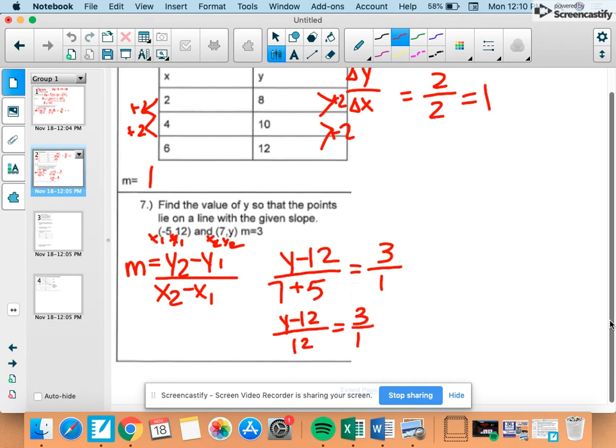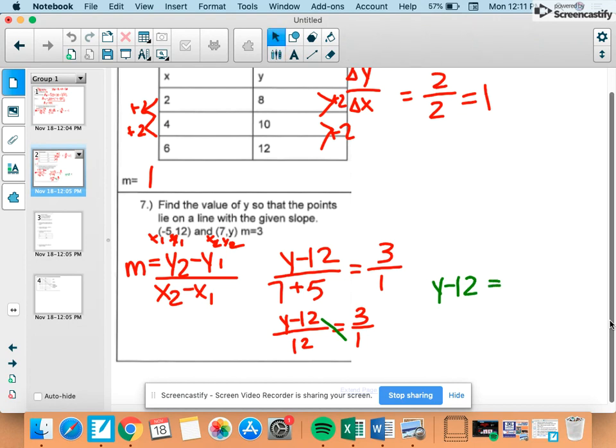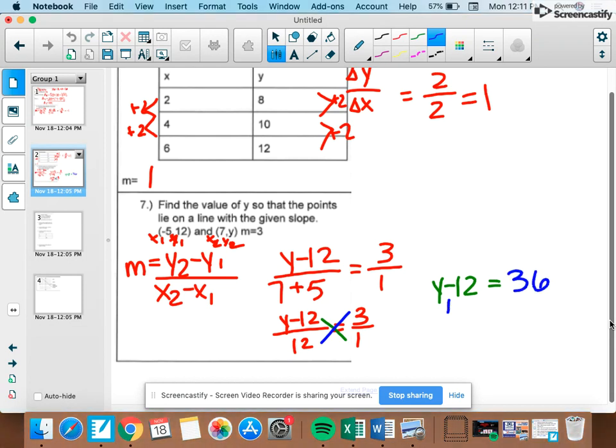And then we need to cross multiply. When we cross multiply, I'm going diagonally across the equal sign. So 1 times y minus 12 is just y minus 12. Then I'm putting an equal sign because the point of cross multiplying is to get rid of the fractions. And I'm doing 12 times 3, and that is 36. The last step is to add 12. So we get y equals 48.